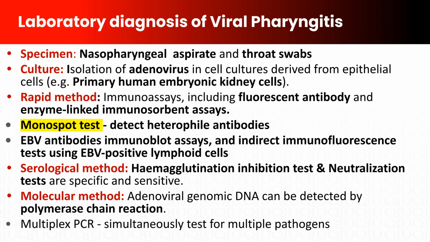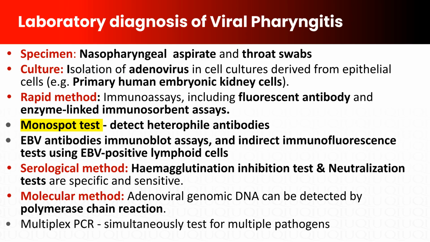For more specific EBV diagnosis, EBV antibody testing can be performed using immunoblot assays or indirect immunofluorescence tests using EBV-positive lymphoid cells. These tests detect specific antibodies to VCA, EA, and EBNA as we discussed, allowing determination of whether infection is acute, recent, or past. Serological methods for adenovirus include hemagglutination inhibition tests and neutralization tests. These are specific and sensitive but require paired acute and convalescent serum samples collected weeks apart, so they're mainly used for epidemiological studies rather than acute diagnosis.